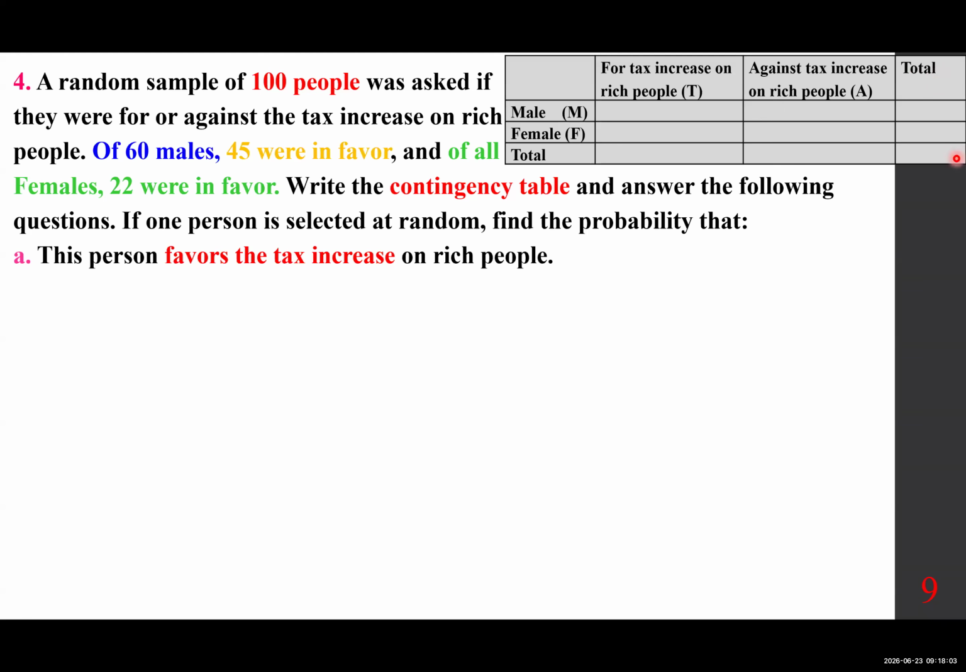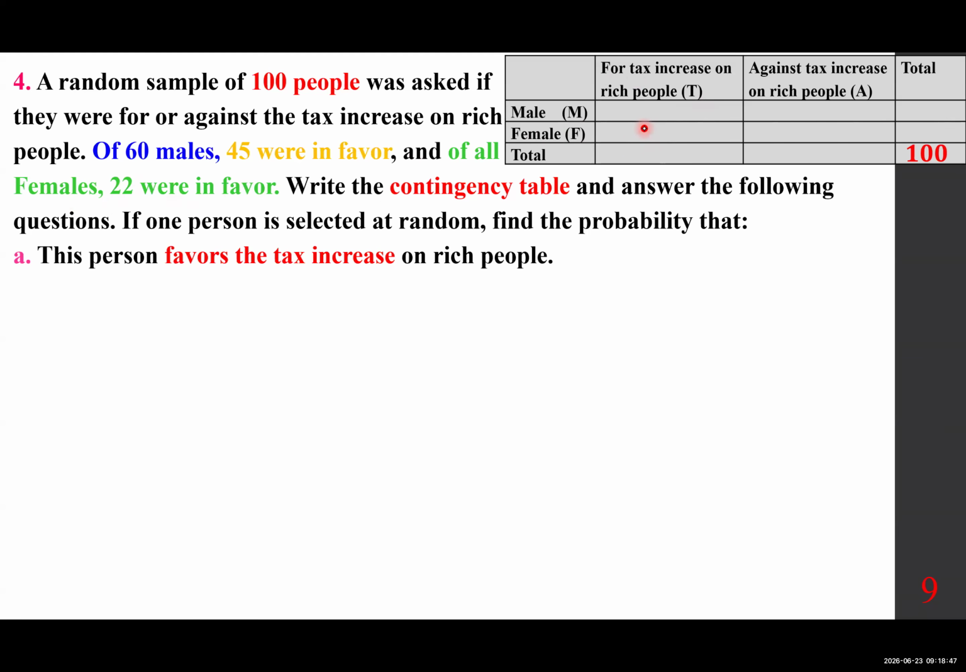So a random sample of 100. I hope you see 100 goes in here. That's the total size, okay? Of 60 males, M. So 60 goes here. 45 in favor for tax. So 45 goes in here. Of all females, we don't have the size, the total size for the females. 22 were in favor. So in favor, 22 goes in here.